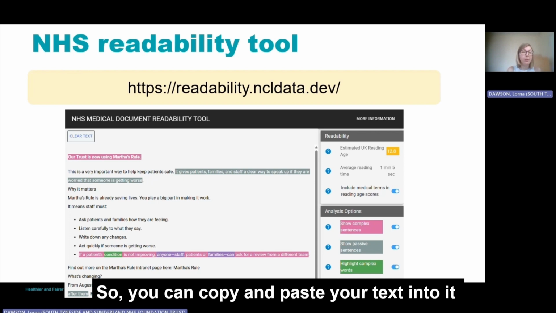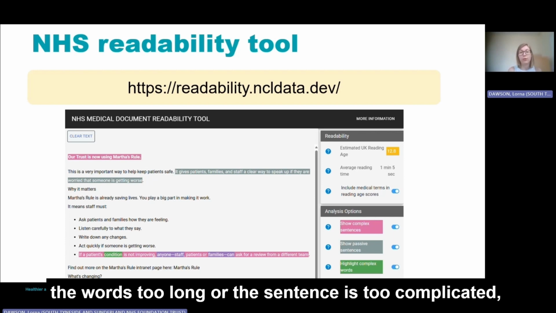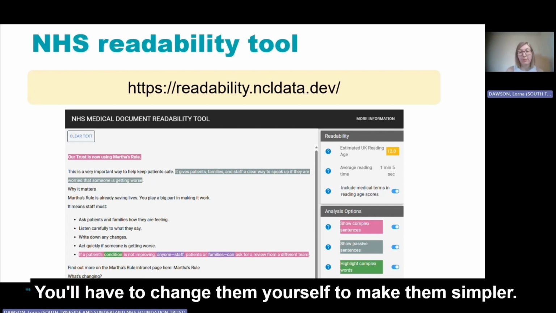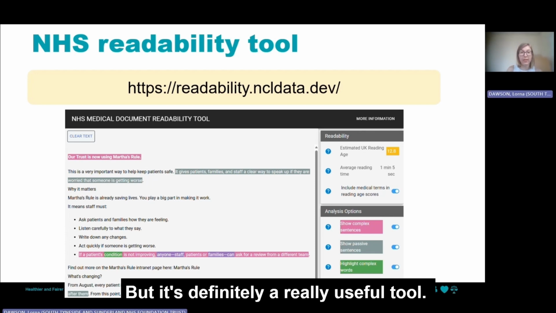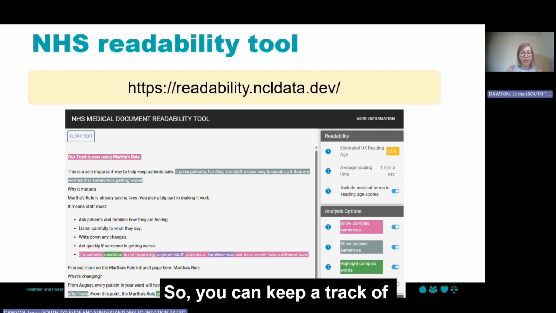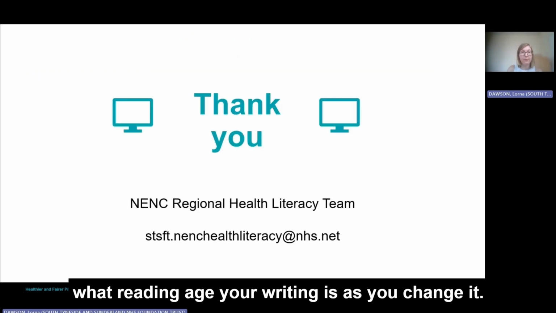So you can copy and paste your text into it, and then it color codes words depending on if the word's too long or the sentence is too complicated, and then you can change them. You'll have to change them yourself to make them simpler. But it's definitely a really useful tool, and it tells you the reading age at the top. So you can keep track of what reading age your writing is as you change it.